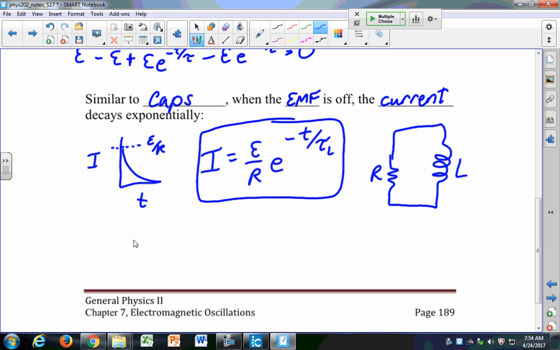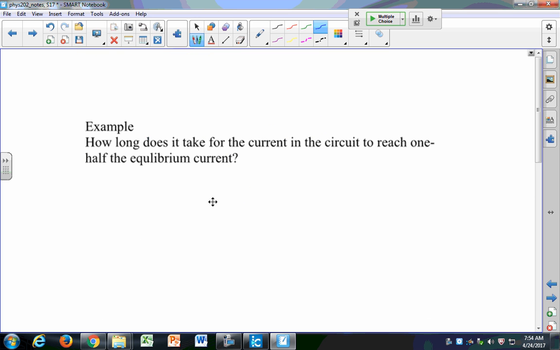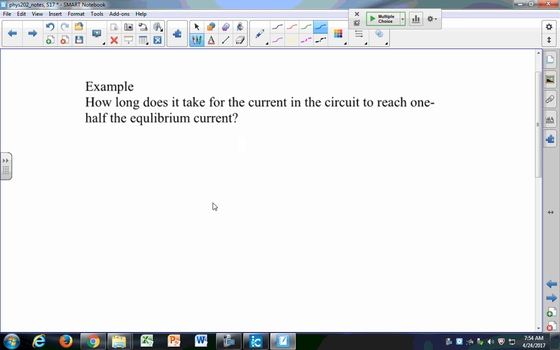All right, let's talk about the energy that's stored in a magnetic field. And that's sort of, oh, no, I think first we have an example. So let's say I have a circuit that looks like this. It is an RL circuit. There's my resistor. There's my inductor. The inductor is 53 millihenries, and the resistor is 0.37 ohms. And I want to know, how long does it take to reach 1/2 the equilibrium current?